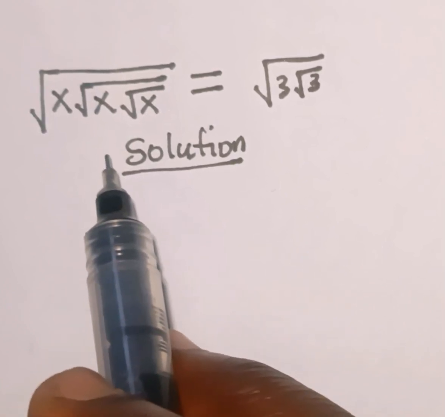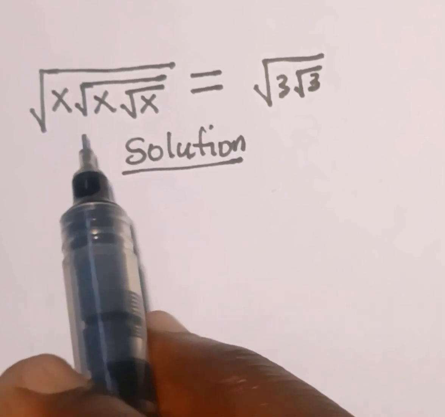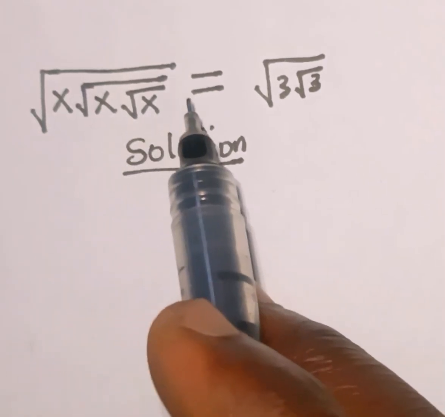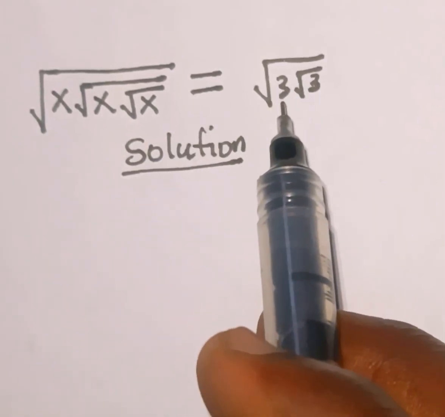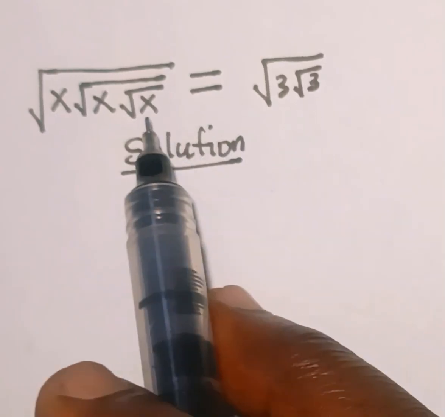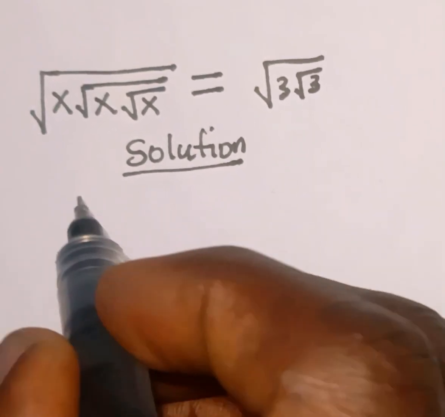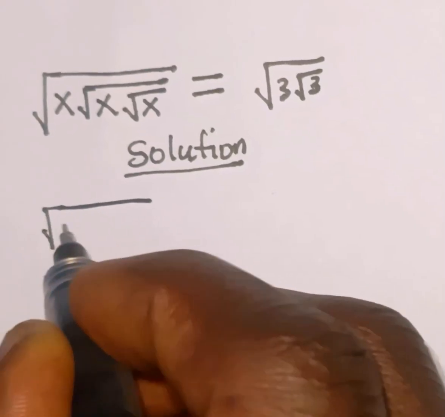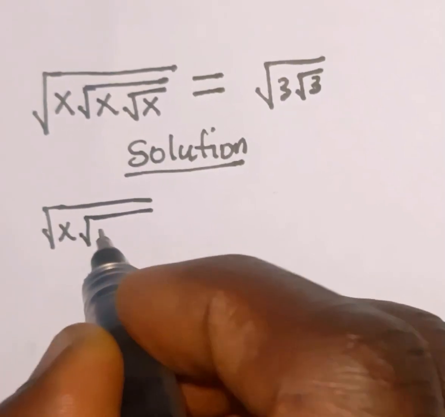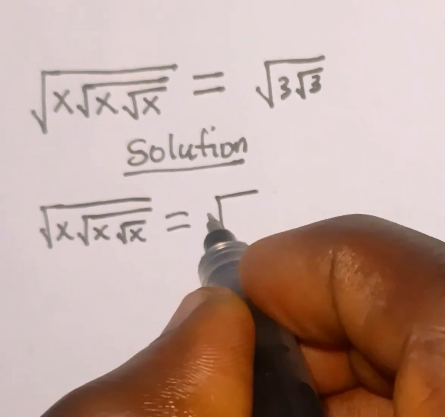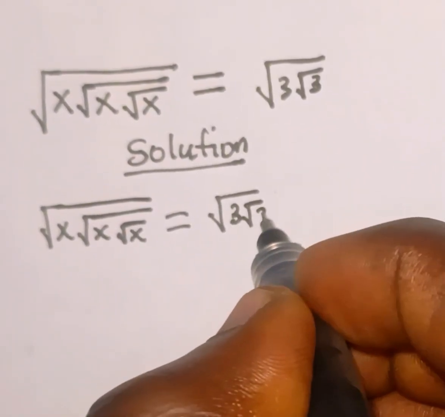We're going to solve for the value of x from this radical equation. We are given that the square root of x times the square root of x times the square root of x is equal to the square root of 3 times the square root of 3, and we're asked to look for the value of x that will satisfy this equation. So the given equation is: square root of x times square root of x times square root of x, which is equal to square root of 3 times square root of 3.